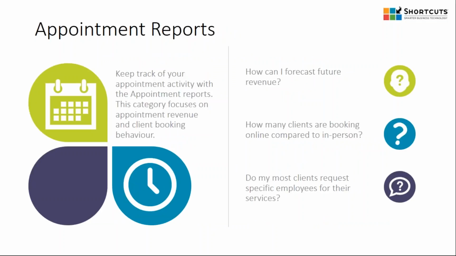So our first report category is the appointment reports. These allow you to keep track of your appointment activity. This category focuses on appointment revenue and client booking behaviour. So in here we can take a look at forecasting for future revenue. We can look at how many clients are booking online compared to in person, and whether your lost clients or your most clients specify if they requested a certain employee.